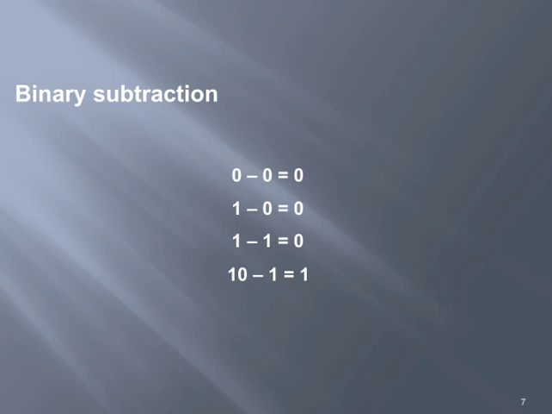That's why you need to take borrow from the next bit. In the case of addition, you need to carry forward the bit, and in the case of subtraction you need to take borrow from the next subsequent bit. That is the difference between addition and subtraction.